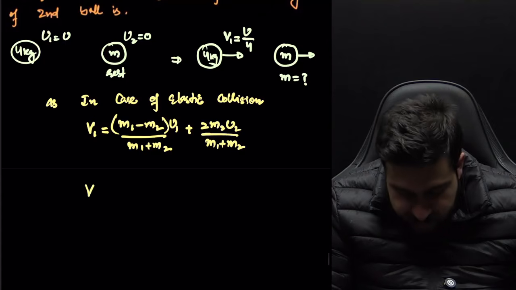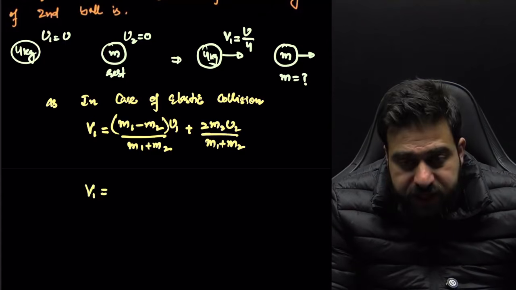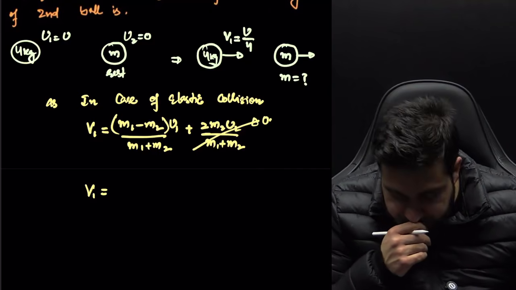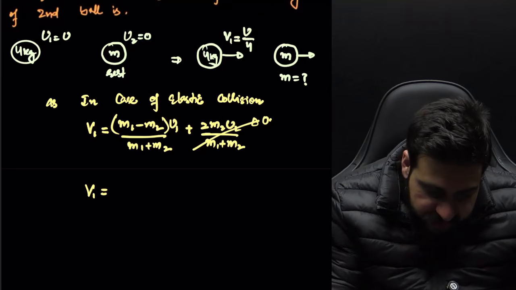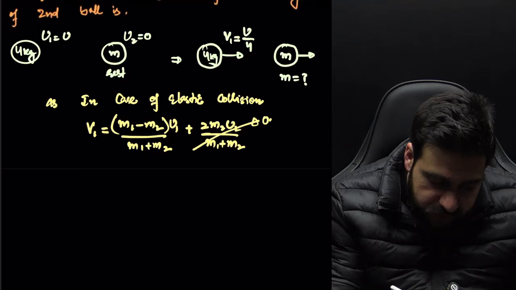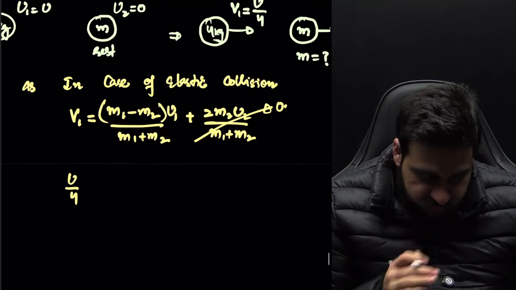Now, my dear NEET aspirants, V1 will be equal to... the second ball is at rest, so this term will be 0 because U2 is multiplied to this term. Now, what is the value of V1? V1 we can write over here as U by 4.